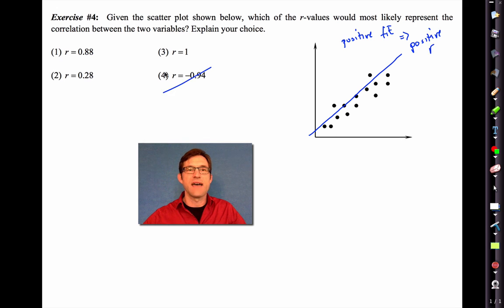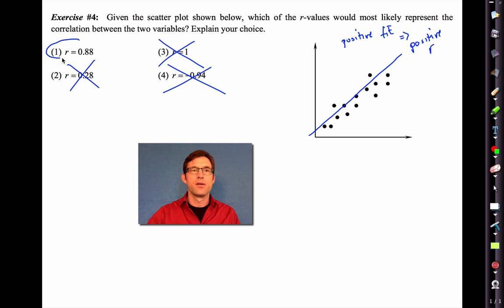Okay, that means this one's out. That's a negative R. Now, it's a pretty good fit, right? It's pretty strong. So that one's out. And it's not a perfect fit. See, if they all fit right on a line, it would be R equals 1, but they don't. So R equals 0.88. I don't know if R really is 0.88, but it's the only choice that works. I'm clearing this out.